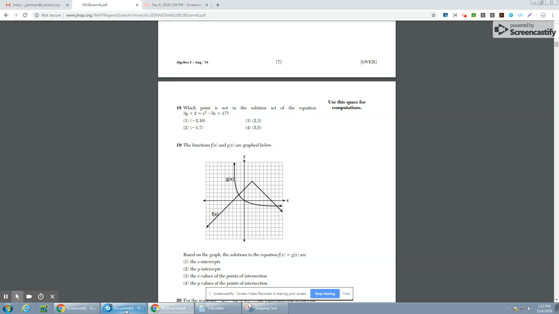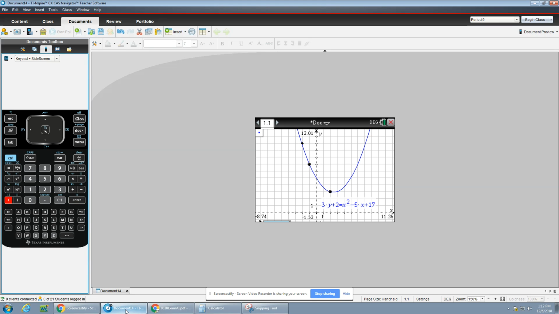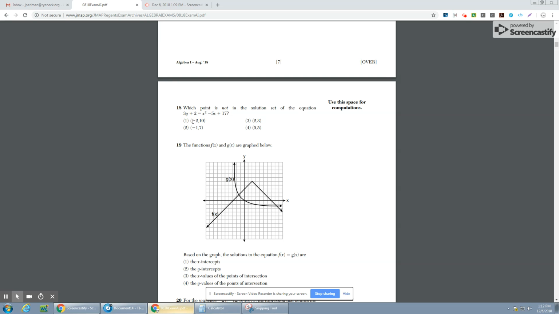If we go for our last choice, 5, 5. 5, enter 5. That's also on the parabola. So we see that choices 1, 2, 3 actually lay on it, and your first choice was just off to the side. That tells us -2, 10 is not in the solution set.